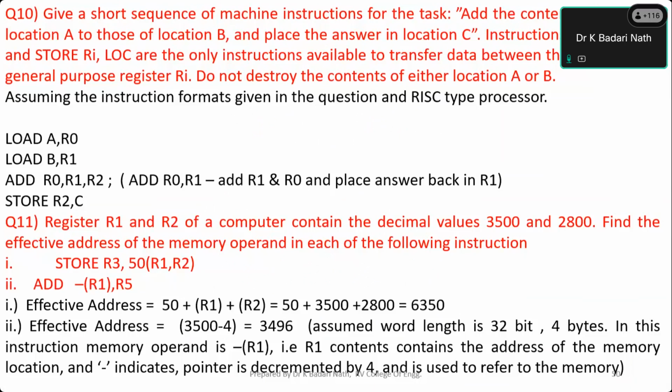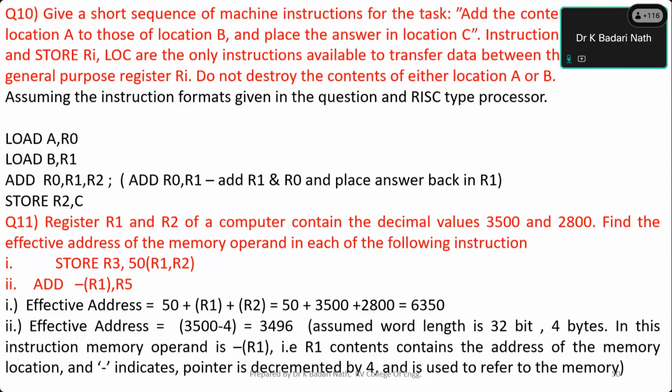Now, once you have the data available in both the registers, I can use the instruction add R0, R1, R2. So both have been added and the answer is stored in R2. Now let's look at the last instruction. Once you have the answer, I have to keep the answer in the memory. So store R2, C. Whenever we specify the RISC type, always remember that for all the arithmetic instructions you perform, the operands should be registers. You have to keep that in mind.